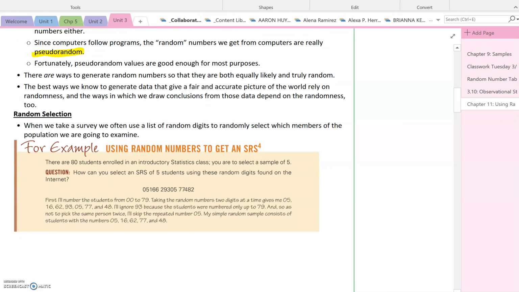But there are ways to generate random numbers so that they're both equally likely and truly random. The best ways to do this, and that give a fair and accurate picture of the world, rely on randomness. And the ways in which we draw conclusions from those data depend on randomness too. Like our learning intentions said, we're going to focus today on random selection and random assignment.